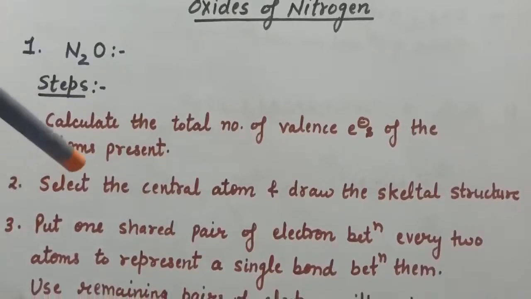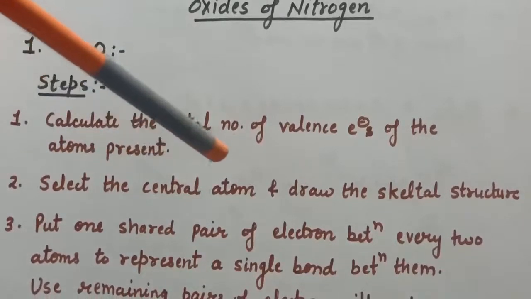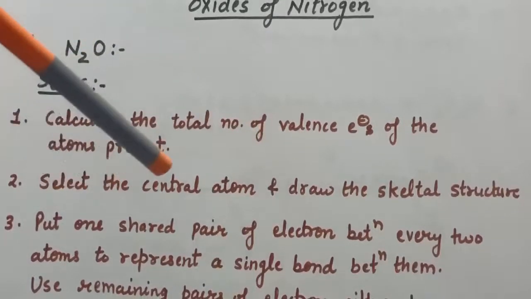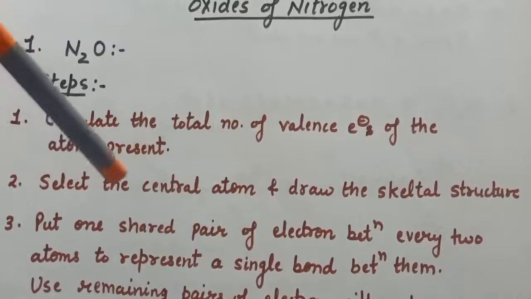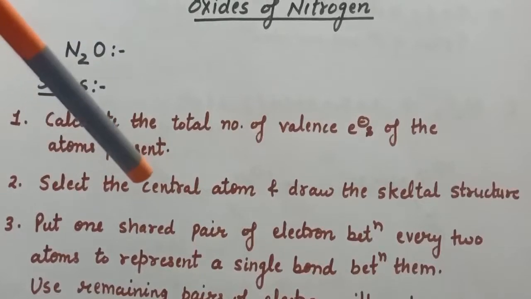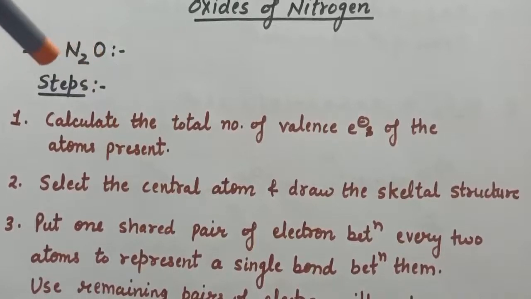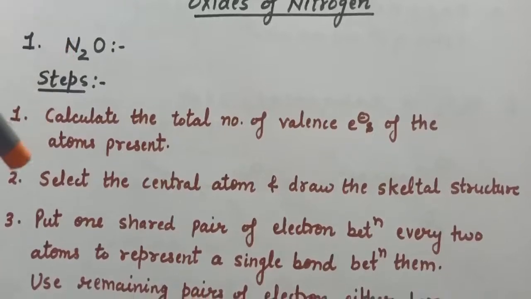Next step is to select the central atom and then draw the skeletal structure. Now how will we select the central atom? Generally the central atom is the atom which is less electronegative. Here, nitrogen and oxygen, oxygen is more electronegative, so nitrogen is the central atom in this structure.